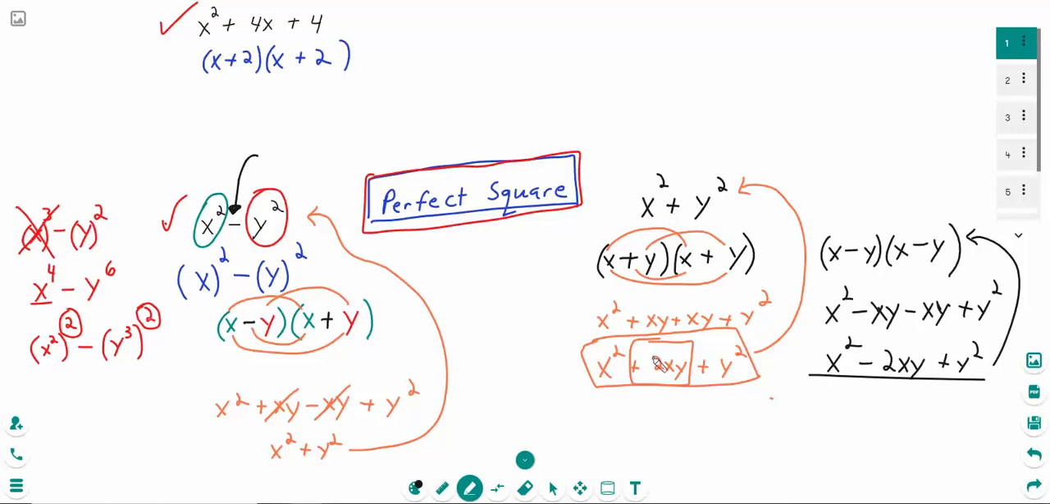Excuse me, not the same as this. That's what we're trying to get to. So you can see that it does not work. Okay, that middle term needs to go away. And the only way it'll go away is if this sign is a negative. Okay, so watch out for that pitfall.